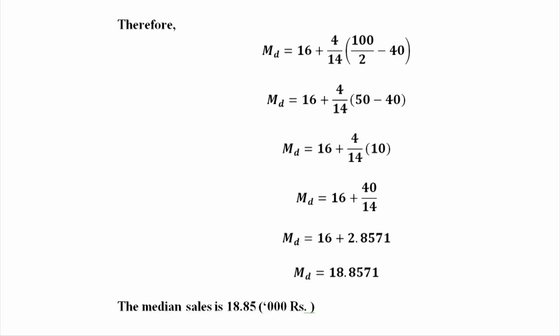Therefore, median is equal to 16 plus 4 by 14 into 100 by 2 minus 40, which is equal to 16 plus 4 by 14 into 50 minus 40, which is equal to 16 plus 4 by 14 into 10, which is equal to 16 plus 40 by 14, which is equal to 16 plus 2.8571, which is equal to 18.8571. Therefore, the median sales is 18.85.